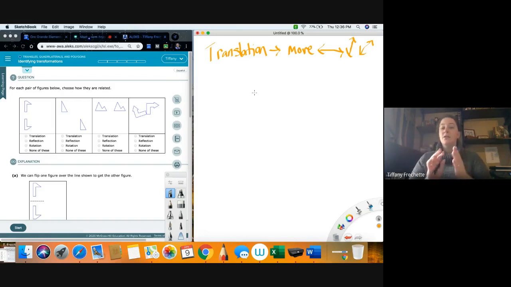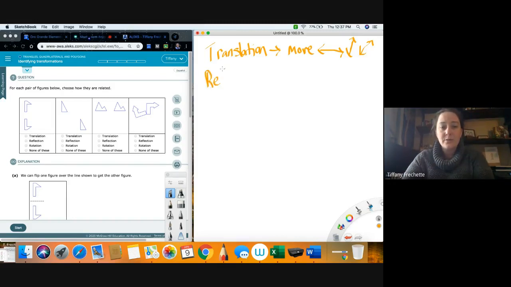Sometimes you have a figure, like I'm using my hand, and you flip it over. Well, that's a mirror image or a reflection. Sometimes we take it and we just rotate it. So that's a rotation. But translate just means I have my hand and I'm just moving it. I'm not doing anything but moving.